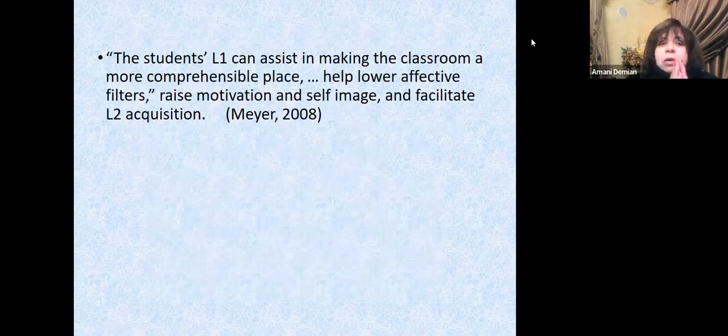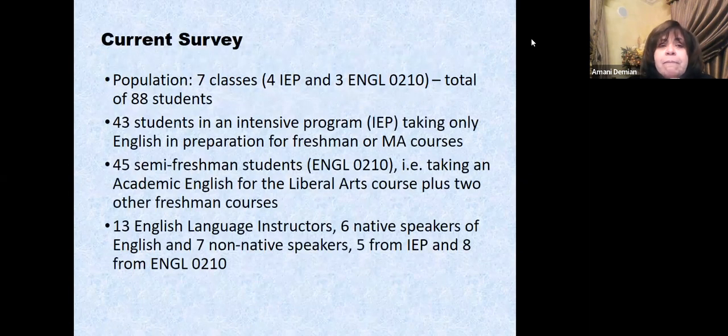Therefore, the students' L1 can assist in making the classroom a more comprehensible place, help lower the affective filter and thus raise their motivation and self-image, and facilitate L2 acquisition. And we have heard so many presentations yesterday and today about how translanguaging is not a hindrance to L2 acquisition. Now, in our current study, the population was 7 classes, with a total of 88 students.